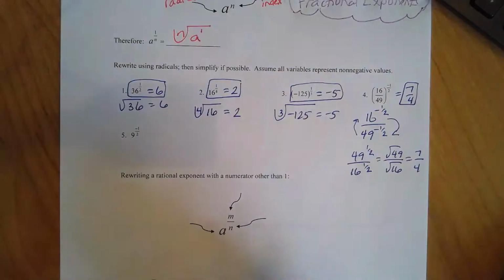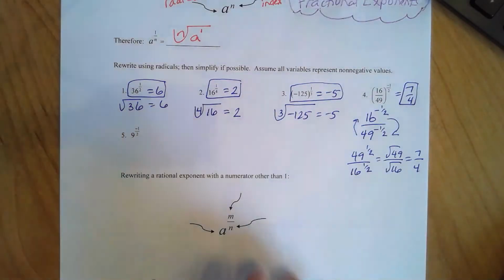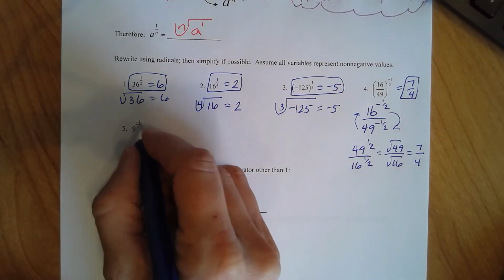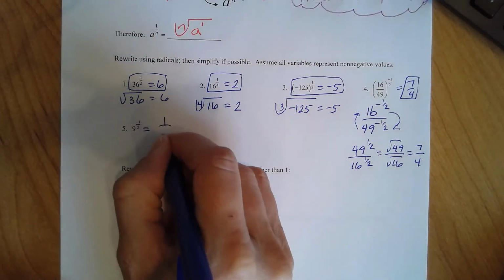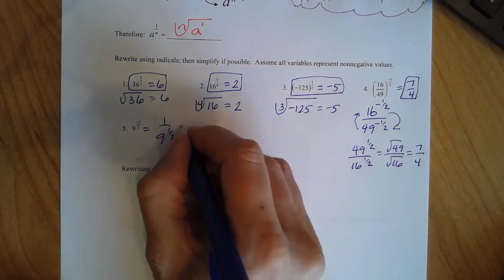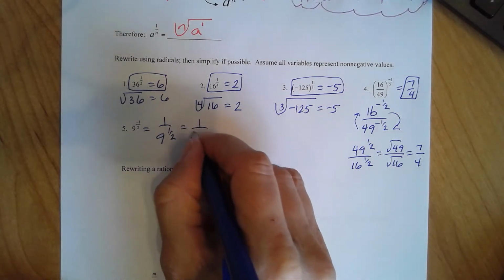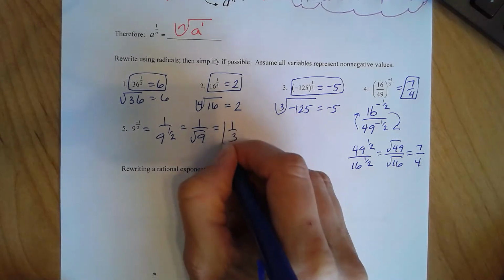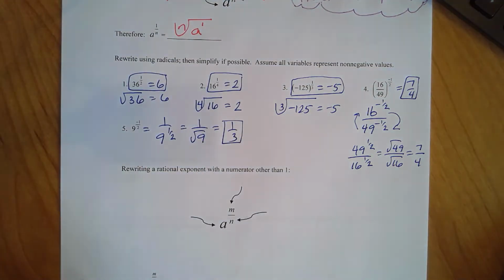Again, make sure you understand the concept. Don't just type this into a calculator. That's not helping. 9 to the negative 1/2. This is a negative exponent, so we're going to take the whole thing down to the denominator. So there needs to be a 1 on top. Power 1, index of 2, tells me 1 over the square root of 9. And the square root of 9 is 3, so we end up with 1 over 3.